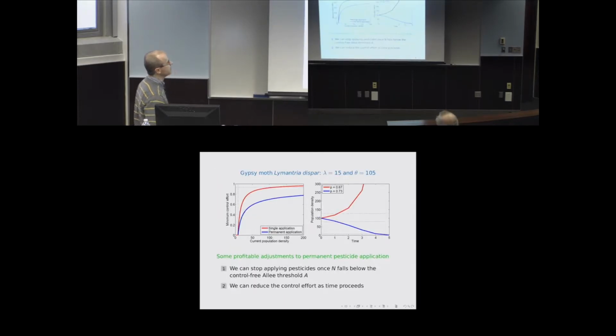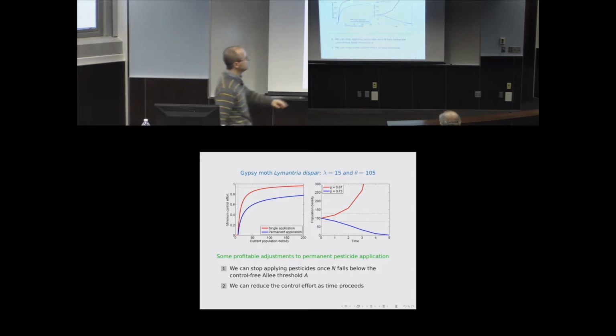If we apply data for Gypsy moth, lambda equal to 15 and theta equal to 105, we get these two curves for minimum control effort in the case of single application of pesticides and permanent application of pesticides. So we see that, as you would expect, the minimum control effort decreases with the permanent application of the pesticides.